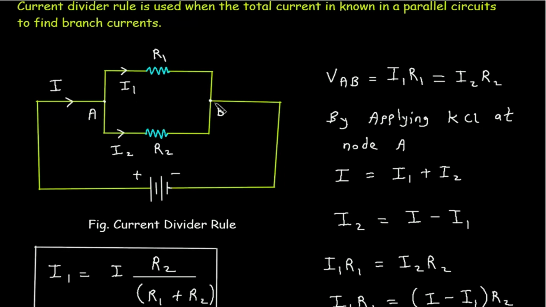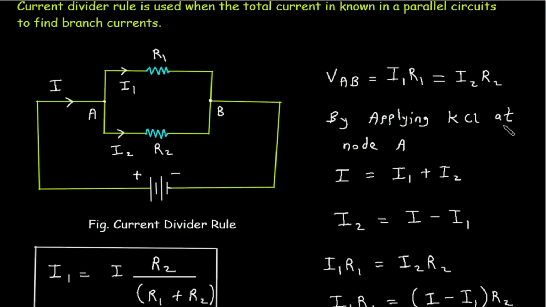This is node A and this is node B. Let the voltage across A and B be VAB. So VAB is equal to either I1 into R1 or I2 into R2. So VAB is equal to I1 R1 and also I2 R2.